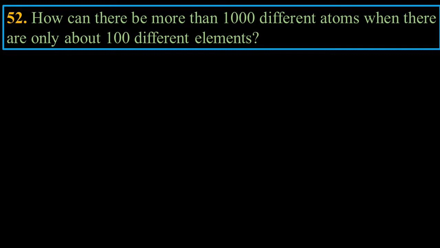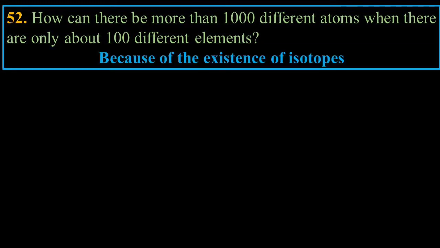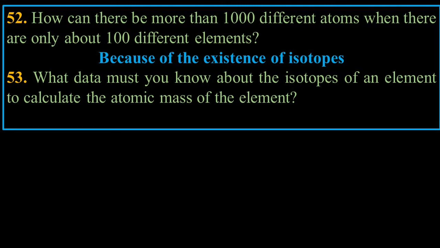How can there be more than 1,000 different atoms when there are only 100 different elements? Because of the existence of isotopes. There's a difference between protium, deuterium, and tritium. There are differences among them, but they're because of neutrons and nothing else.